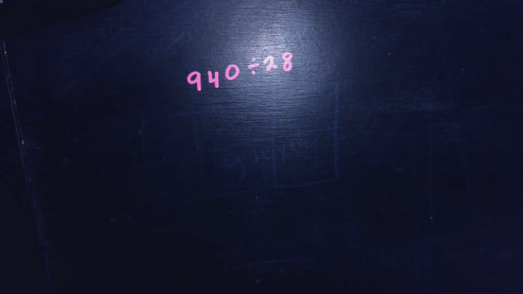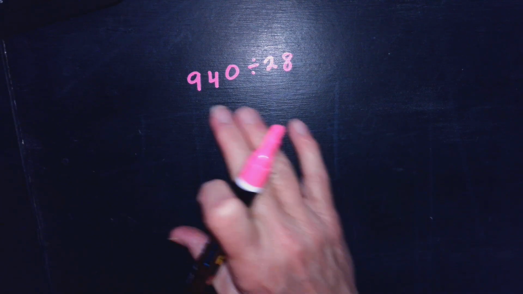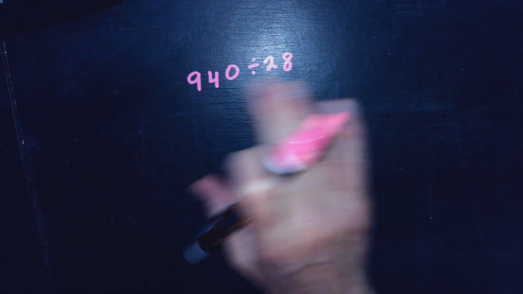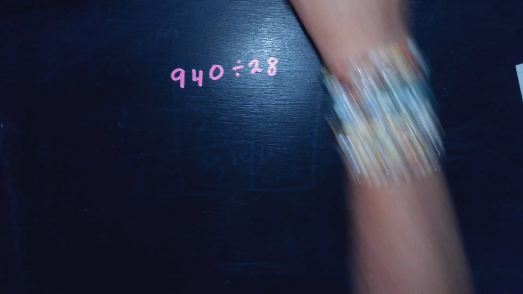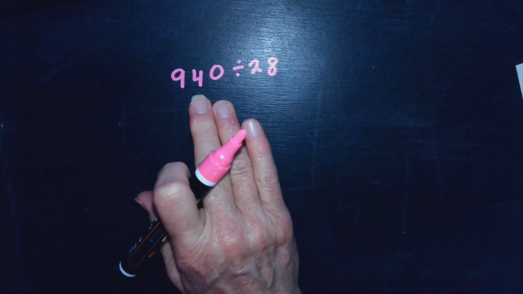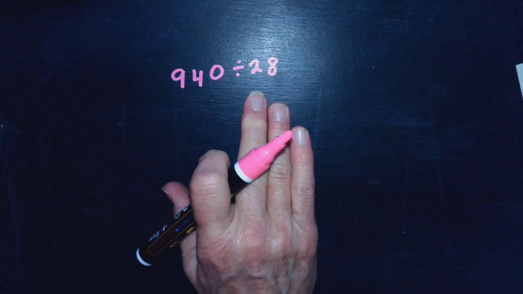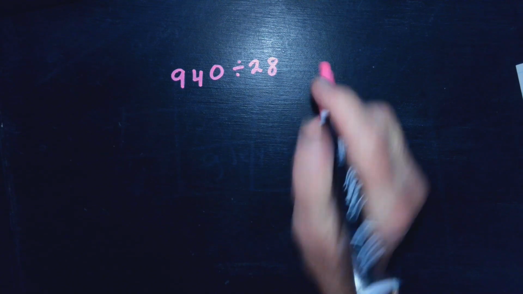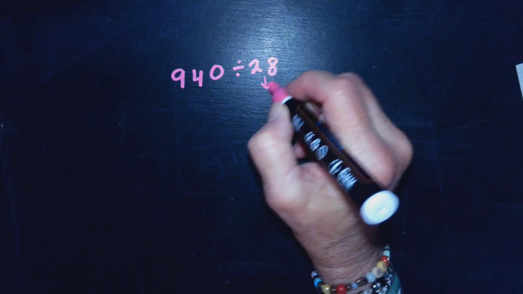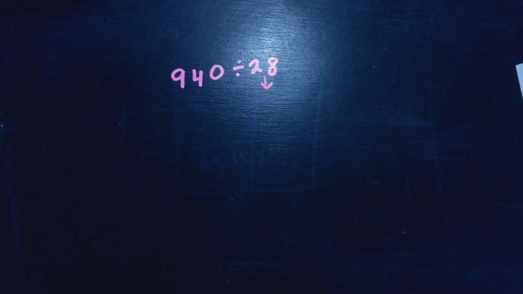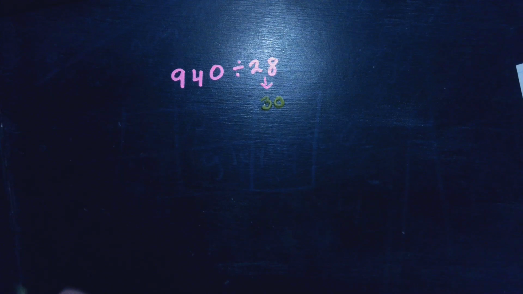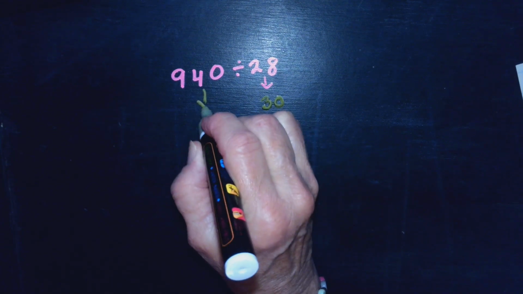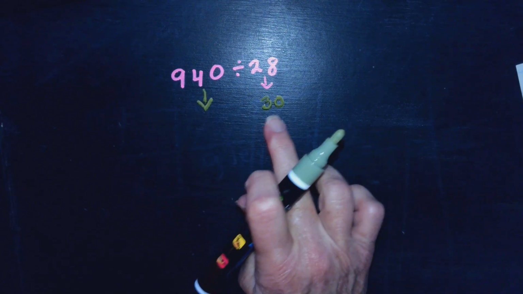Okay, this morning we are going to review dividing a 3-digit dividend by a 2-digit divisor, and then we are also going to divide a 4-digit dividend by a 2-digit divisor. But let's review. Always start with this number right there. 28 is close to 30, and 940 is close to what number?